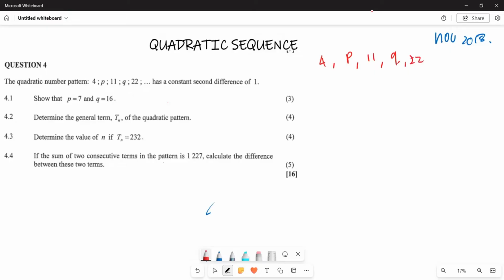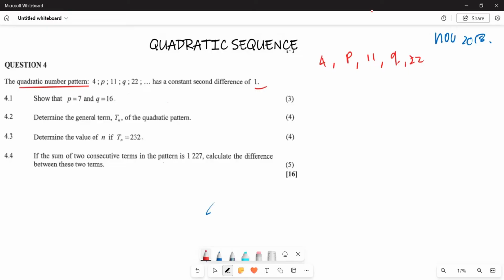So the first thing they want us to do is to show that the value of P is 7 and the value of Q is equal to 16. So what is it that you're going to do? We know that our quadratic number pattern has a second difference, and they say it has a constant second difference, which is equal to 1. So what does this mean?